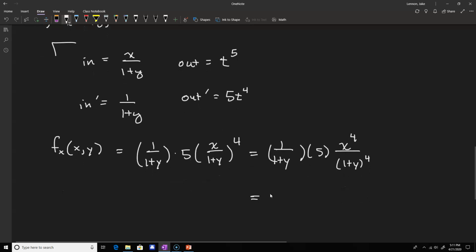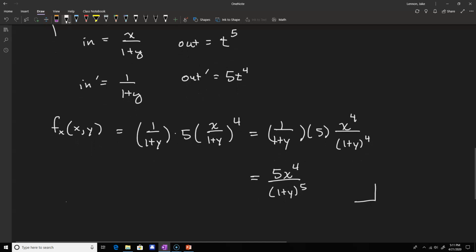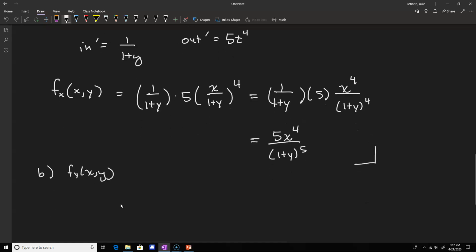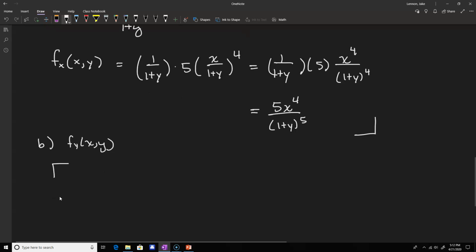And then we could multiply all this together to get 5x to the 4th divided by (1 plus y) to the 5th power. And that would be our partial derivative with respect to x. So if we're doing the partial derivative with respect to y, so part B, if we're trying to find f_y of x, y, we're going to end up with the same inside and outside functions, but the only difference is going to be the choice for finding the derivative of the inside.